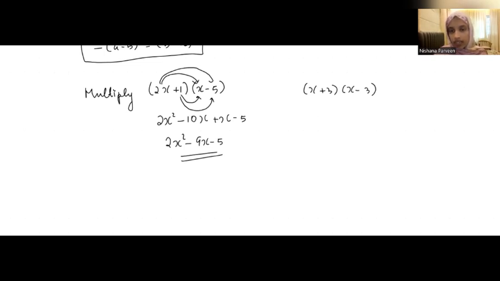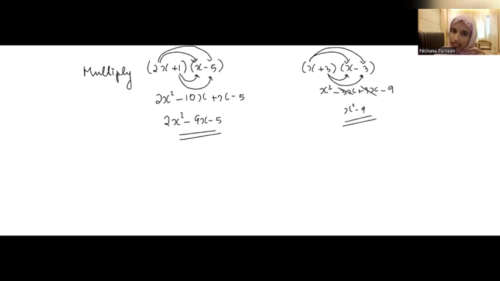x times x will give me x squared. x times minus 3 is going to give minus 3x. 3 times x will give me 3x. 3 times negative 3 will give me minus 9. So negative 3x and positive 3x cancel out. So you will get x squared minus 9. Any confusions? A normal method. We just went with the FOIL method.